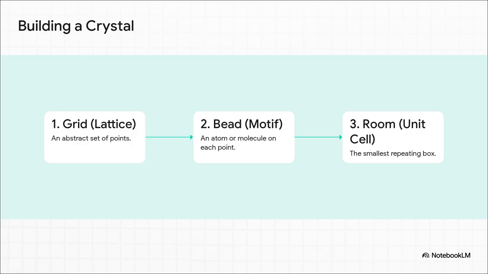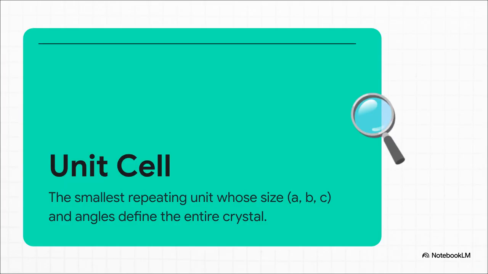And third, and this is the key, you find the smallest repeating box that contains that pattern. That little box is the room, or what scientists call the unit cell. And really, the true power is all packed into that one unit cell. Think about it. This single, tiny room holds all the DNA of the crystal. If you know its dimensions, its size, and the angles of its corners, you can perfectly reconstruct the entire thing, no matter how big it gets. It is the ultimate blueprint.